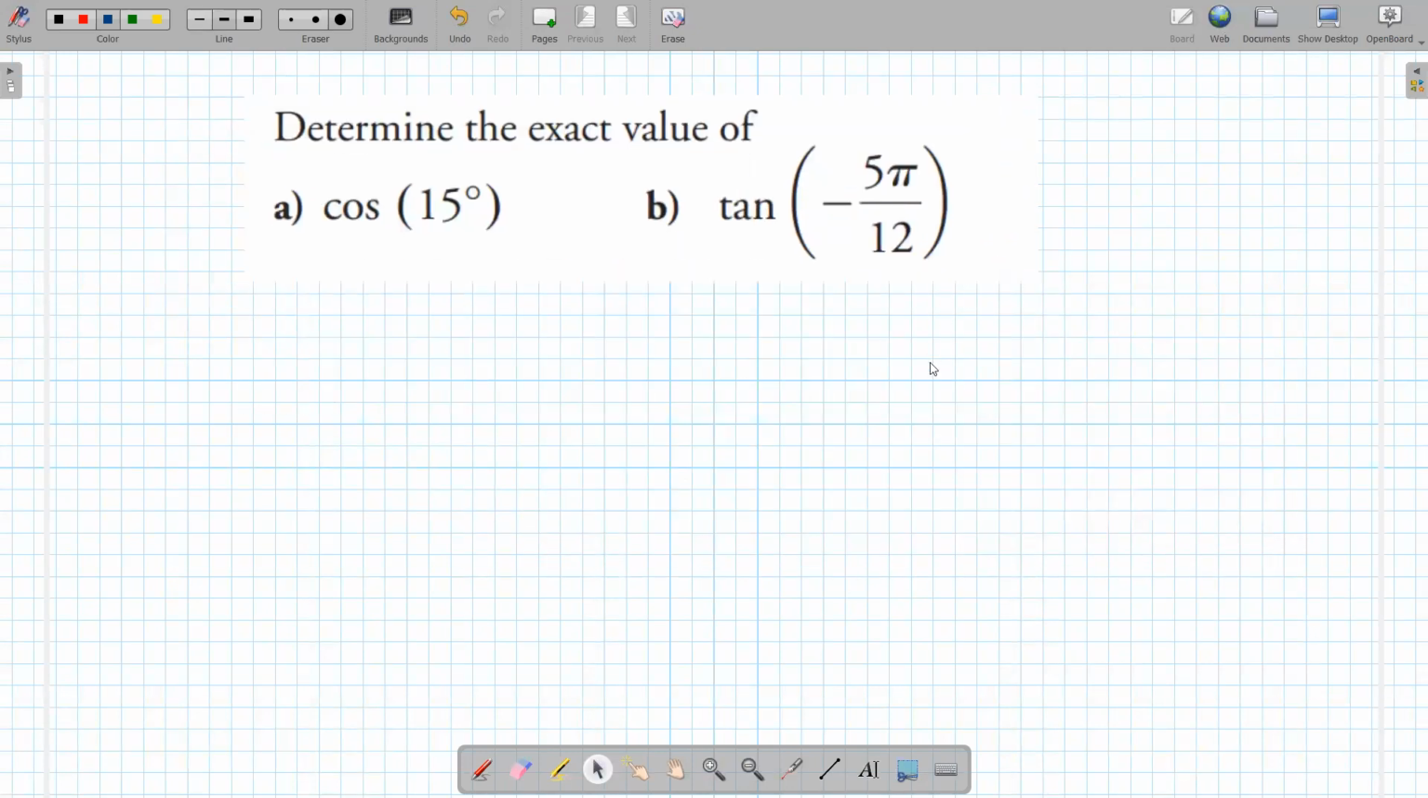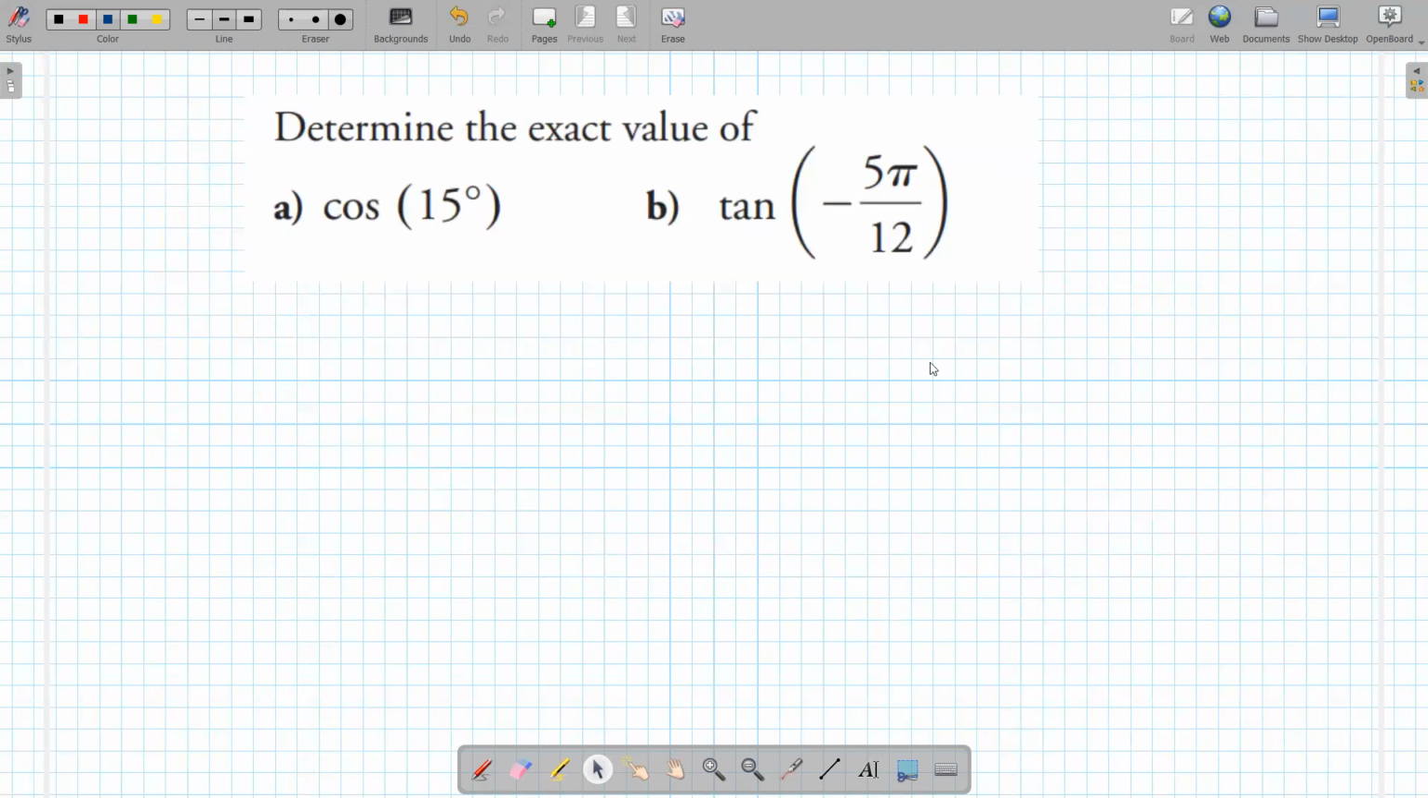Now it says determine the exact value of cosine 15. If you plug it in a calculator, it's not going to give you the exact value. Actually, let me try, because I can do fractions. Cosine 15, nope, because I'm not in degrees. Let's try that again. Cosine of 15. Actually, it does give me the exact value. But usually a question like this would come in a test where you can't use your calculator.